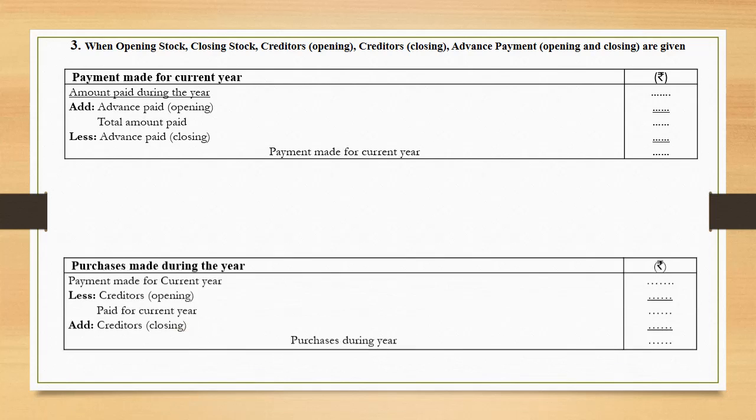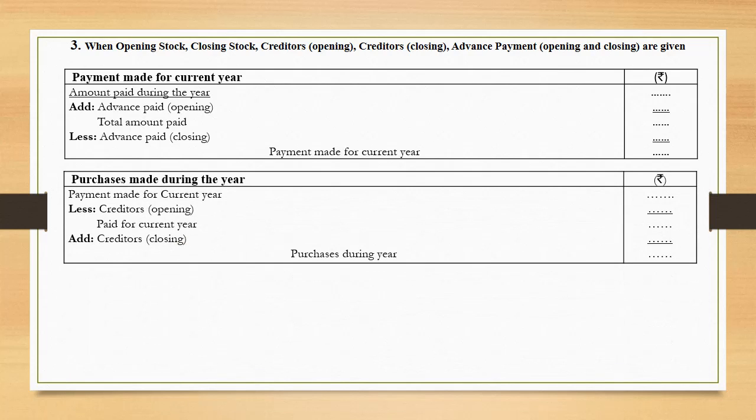The second format will be there to find out the purchases during the year. So you need to start with the amount that has been derived with the help of the first format, that is payment made for current year. In this, we deduct the creditors in the beginning of the year and we add creditors at the end of the year. So the final amount will be purchases during the year.